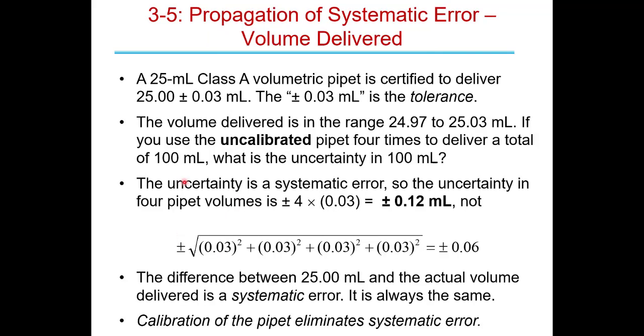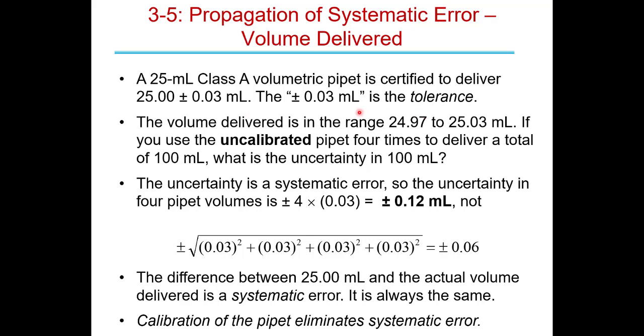Another case where you see systematic error is when you're looking at the volume delivered by a volumetric device. So for example, a Class A volumetric pipette is certified to deliver 25 milliliters plus or minus 0.03 milliliters. You can find these tolerances listed in Chapter 2 on page 32. It's table 2-4 there in the left-hand margin.